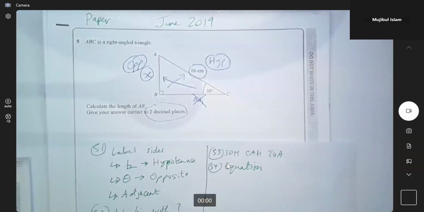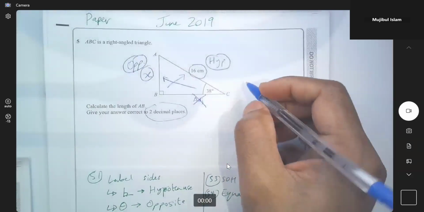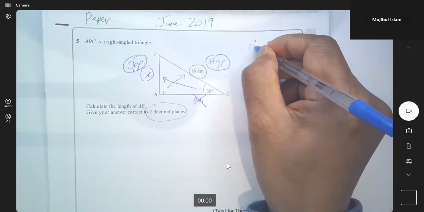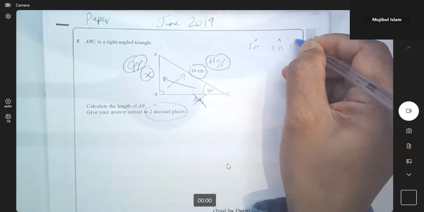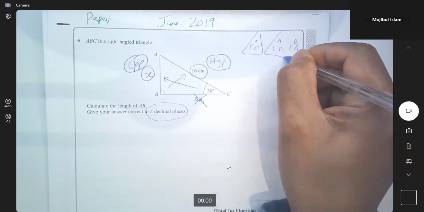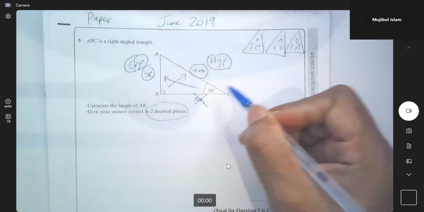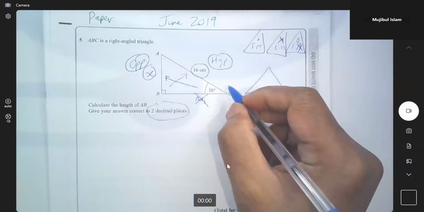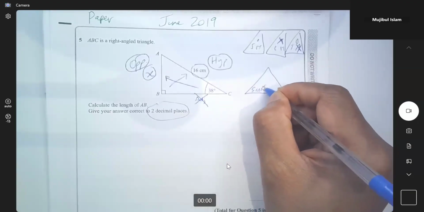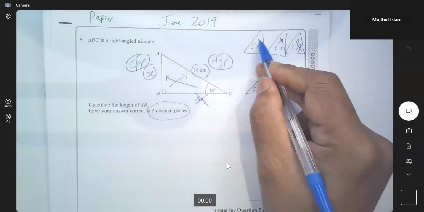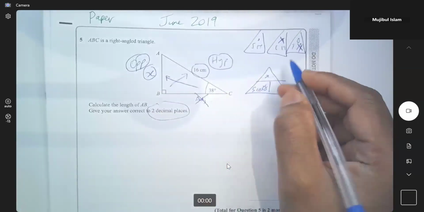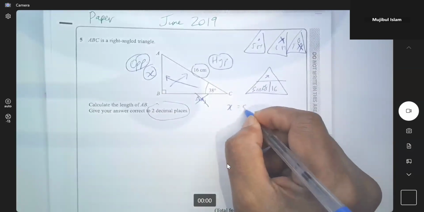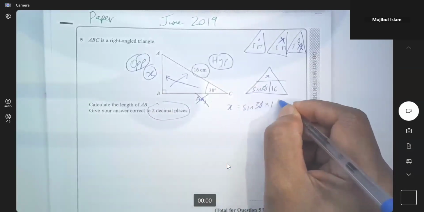Right, so far it looks like we're just getting SOHCAHTOA. So, TOA. Also notice I'm doing it like a triangle, so cross out the A's. Some of you have got sine here. So sine 38 equals opposite, which is X, divided by hypotenuse, which is 16. So my equation: X equals sine 38 times 16.